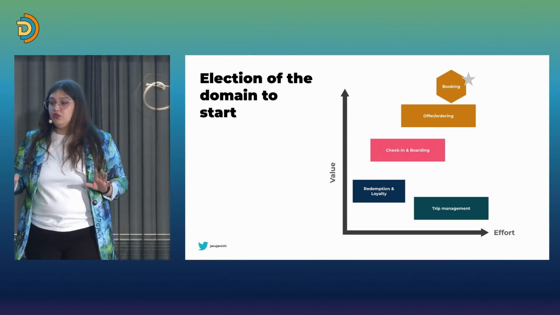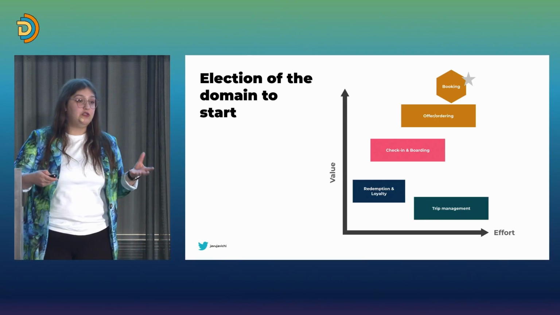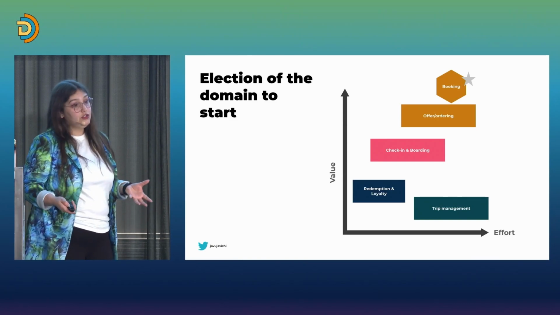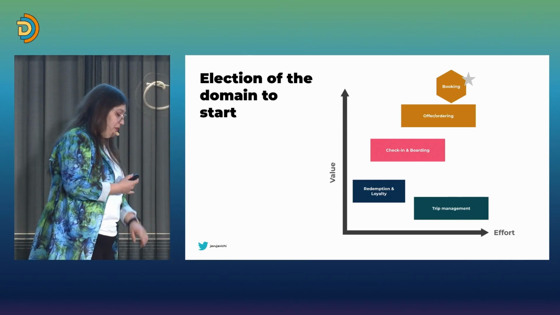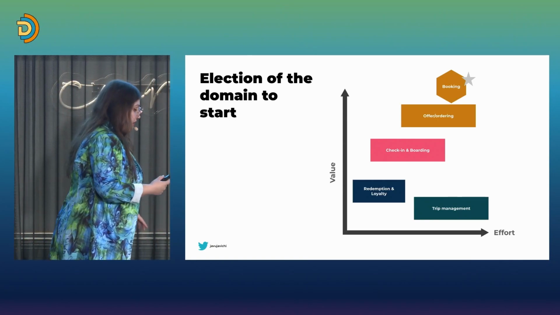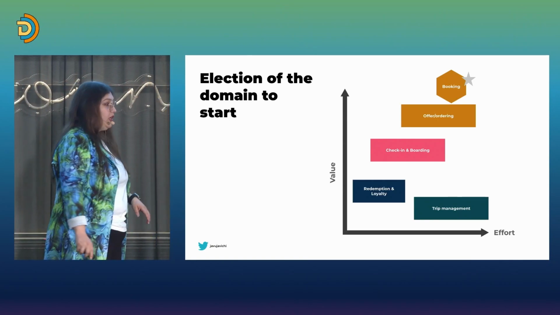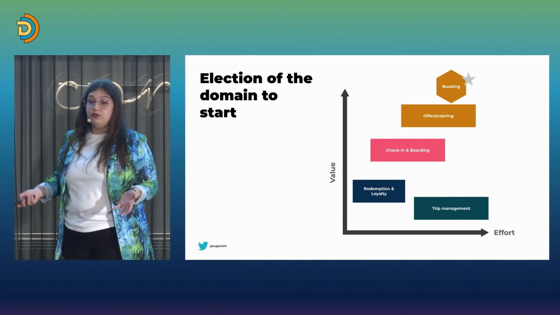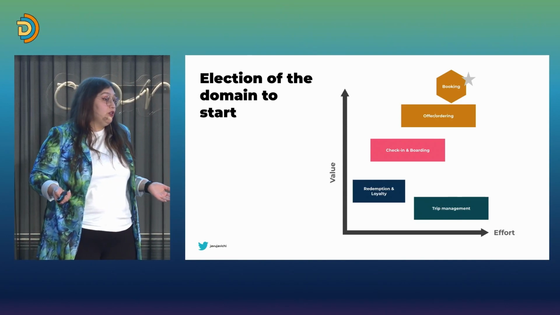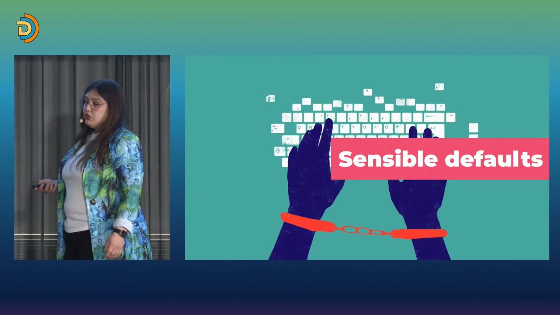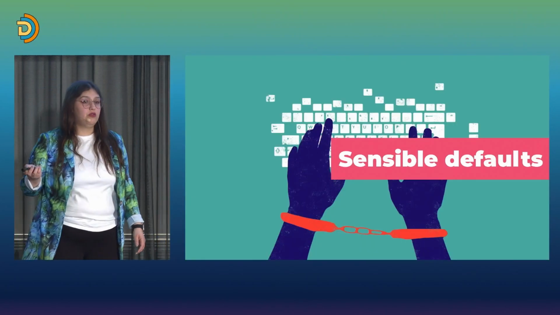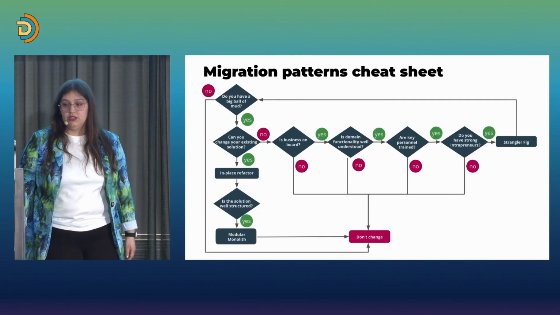But to choose that, we needed to define some sensible defaults to start working on it. We have the domain, we have the bounded context, we have the resources, and now we need to choose the sensible defaults. How are we going to start migrating this monolith? So for this, we created a very easy cheat sheet.